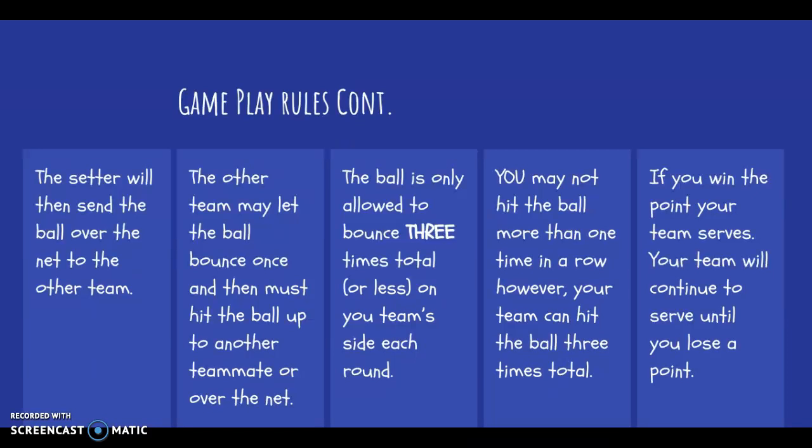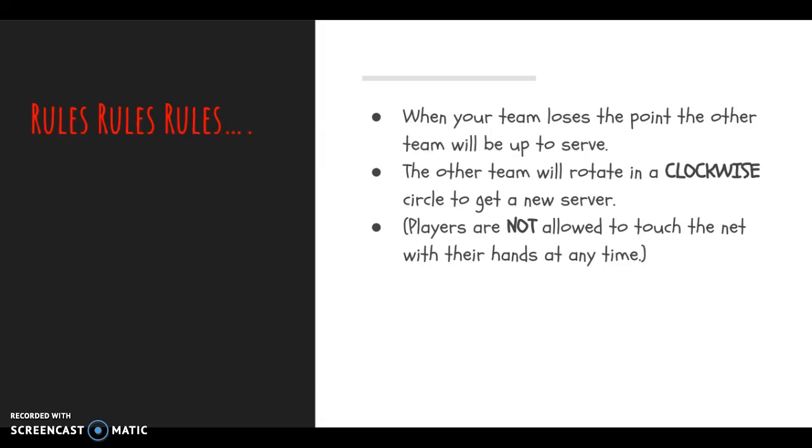If you win the point, your team serves. So red team won the point, they're going to continue to serve. Your team continues to serve until you lose a point, just like we talked about. When your team loses a point, the other team will be up to serve. So just like we saw, when red team lost it, blue team was up to serve. The other team rotates in a clockwise position to get a new server once they're receiving the serve.